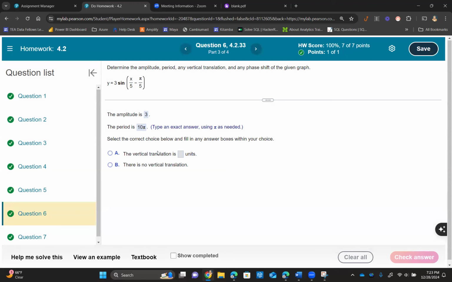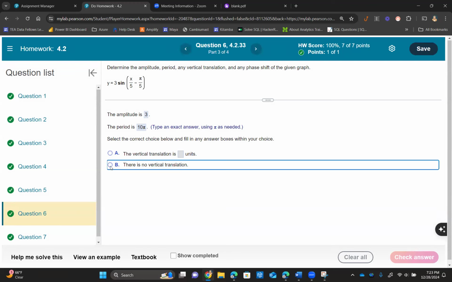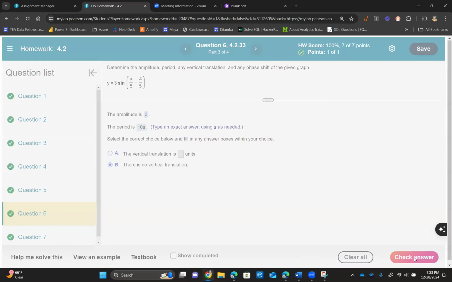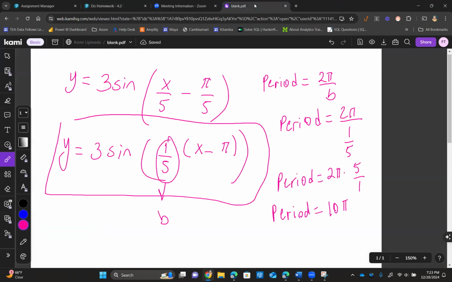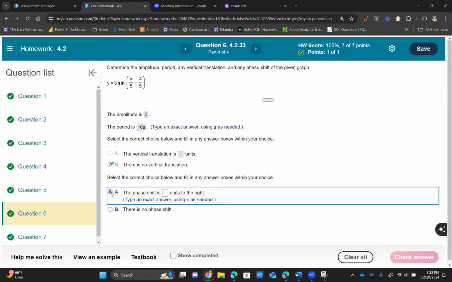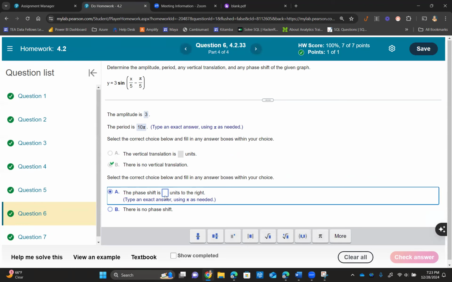And the next question is, is there any vertical translation? Again, there is nothing like +5 or -5 after this function, so there's no vertical translation. And the phase shift is, we're going to locate the phase shift from here. After we factor this number, the phase shift is just pi units to the right. So the phase shift is pi units to the right for this question.